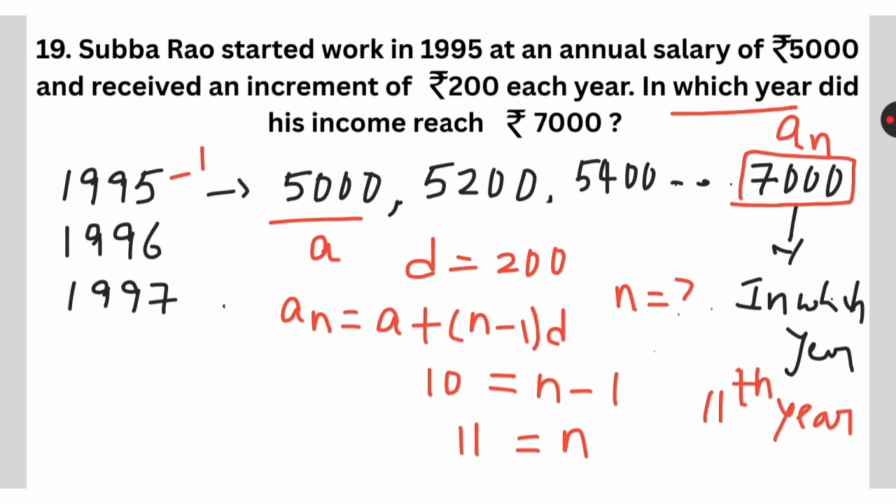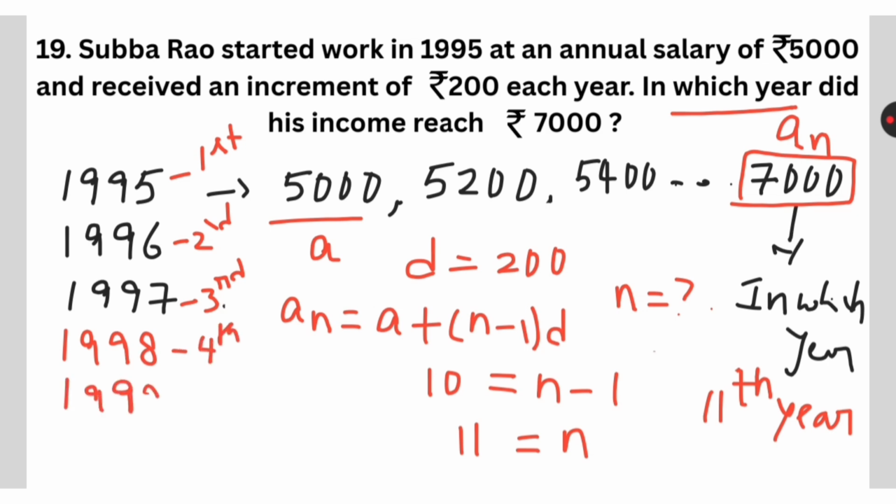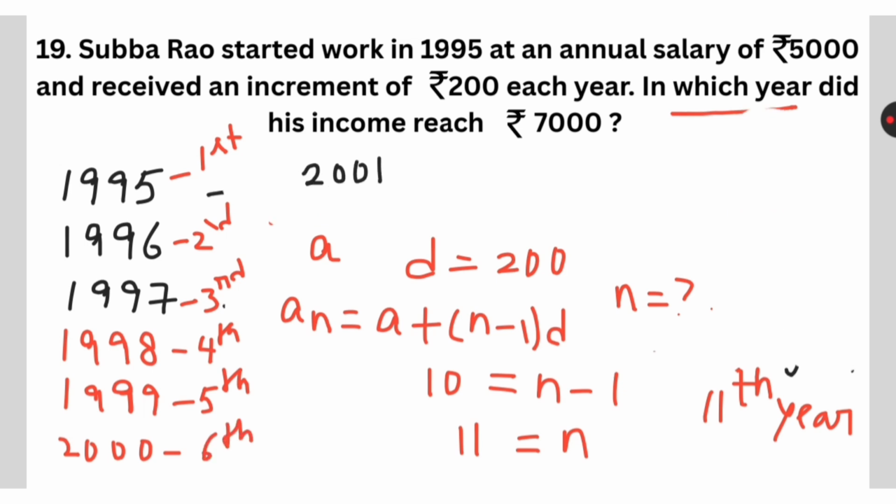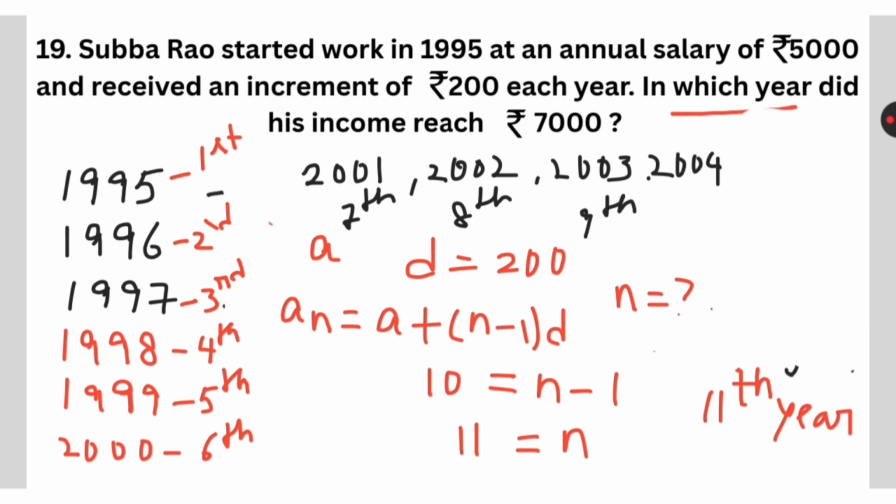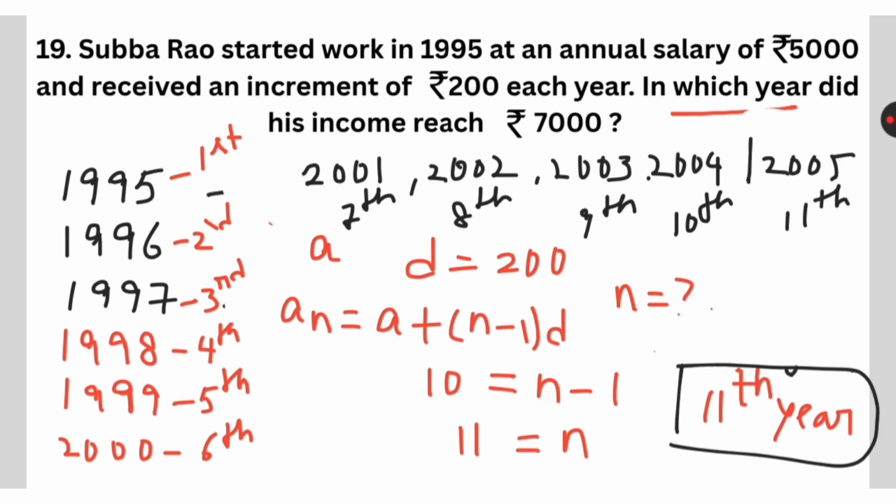1995 is the first year. 1996 is the second year. 1997 is the third year. Then 1998 is fourth, 1999 is fifth, 2000 is sixth, 2001 is the seventh, 2002 is the eighth, 2003 is the ninth, 2004 is the 10th, 2005 is the 11th. So they are asking for the 11th year. That means in 2005 he is going to get his salary as 7,000 rupees.